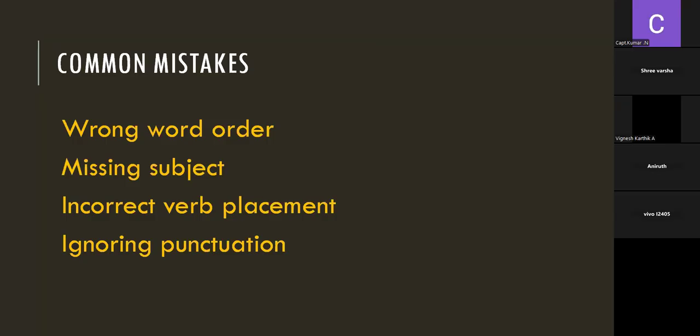Then you can see using a dictionary effectively, to learn pronunciation and meaning. A dictionary helps us understand meanings, pronunciation, and usage. So we should not only see the meaning, but also learn how to use the word in a sentence.